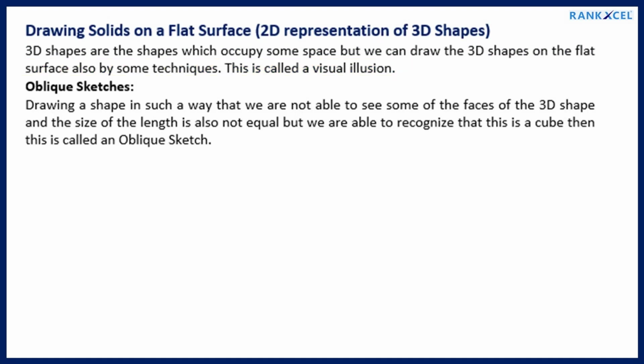Oblique sketches. Drawing a shape in such a way that we are not able to see some of the faces of the 3D shape, and the size of the length is also not equal, but we are able to recognize that this is a cube, is called an oblique sketch.